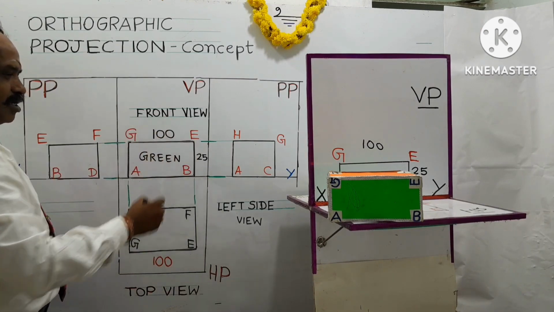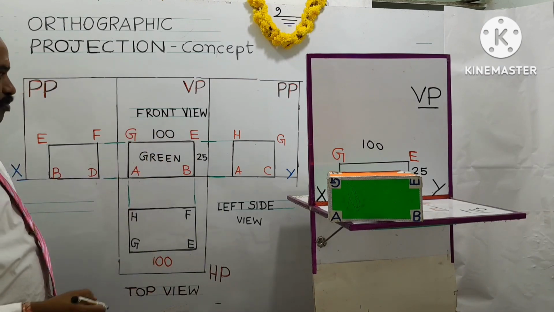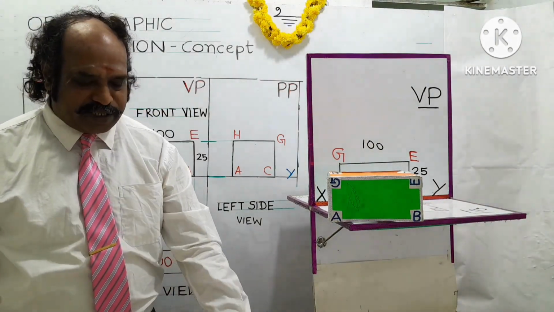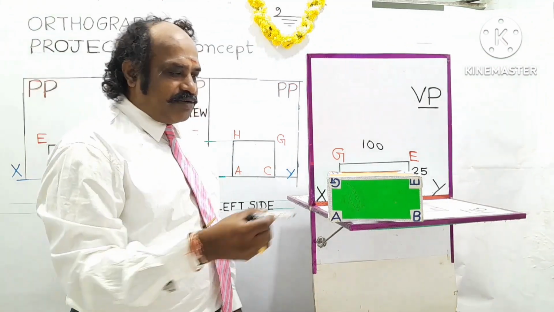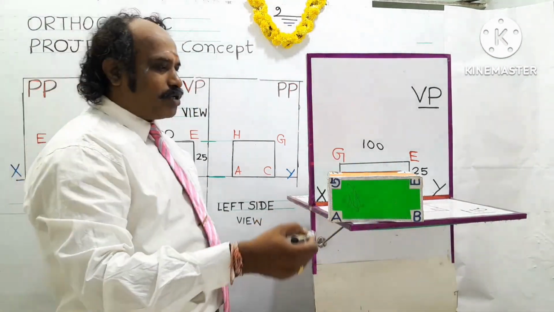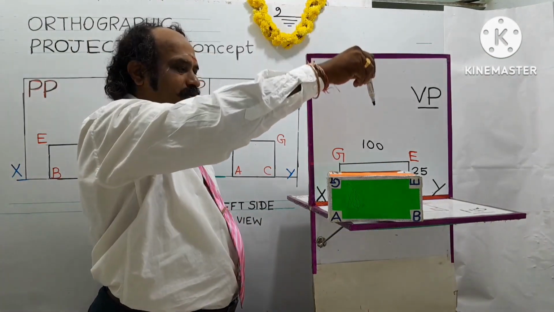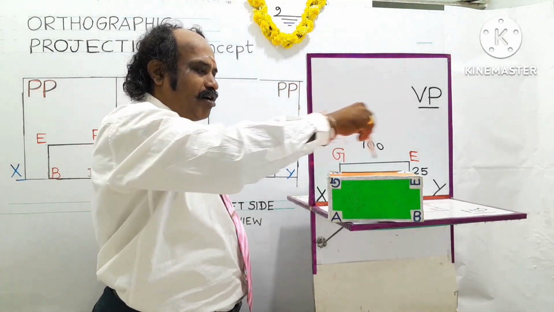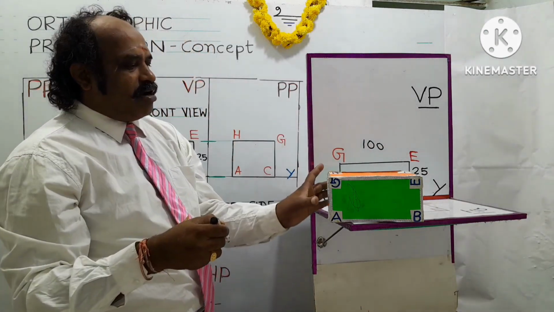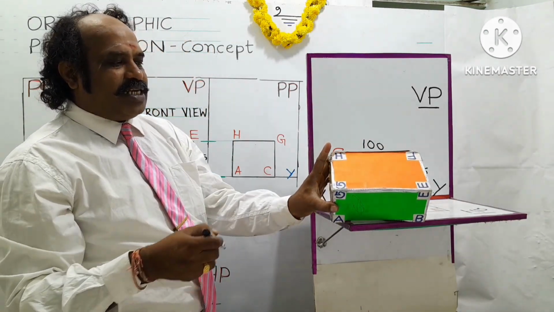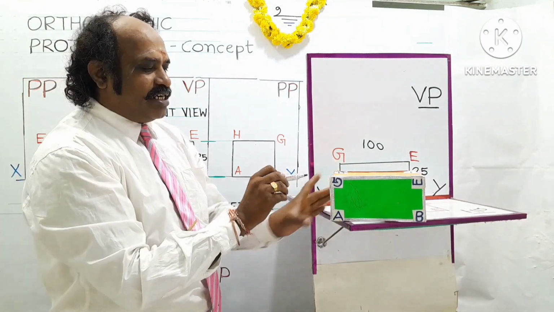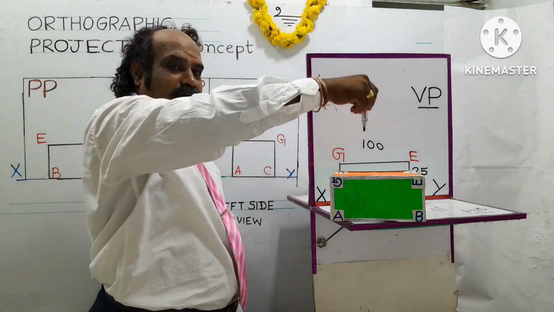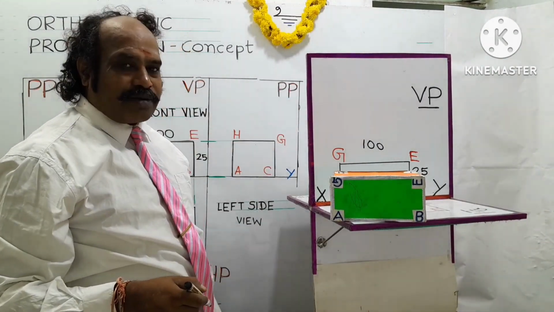This is the front view. Now we are going to explain how the top view is drawn, how the top view is projected. Before that, the object was placed earlier like this. Looking from the top, the view obtained is called the top view. The observer can see the orange surface, and he cannot see the green or the side surface. Only the top surface he can see. Looking from the top, the view obtained is called the top view or plan.